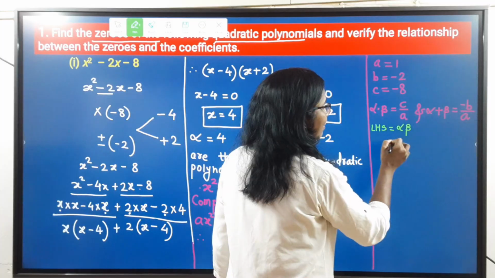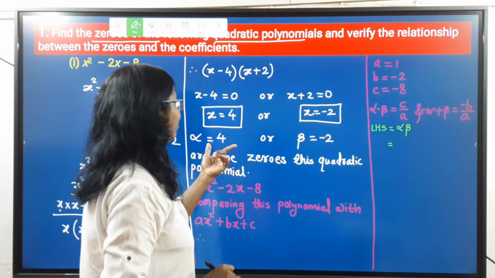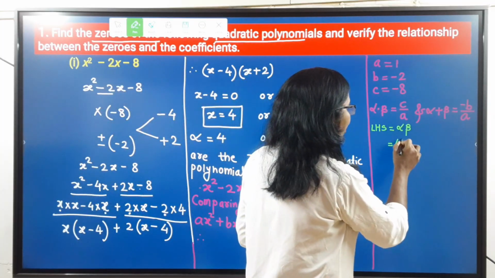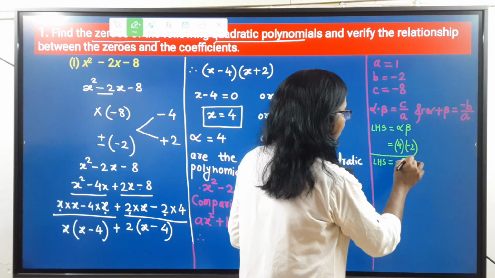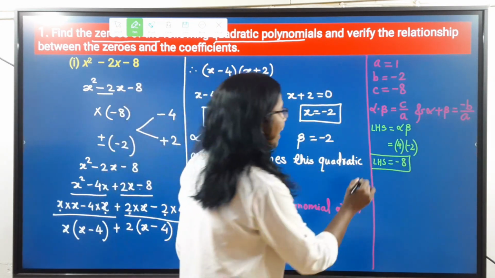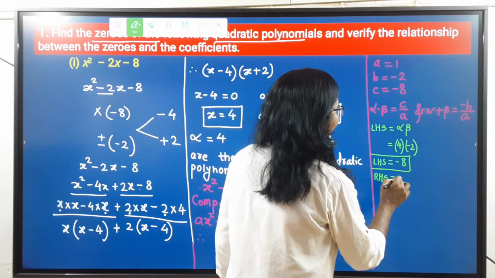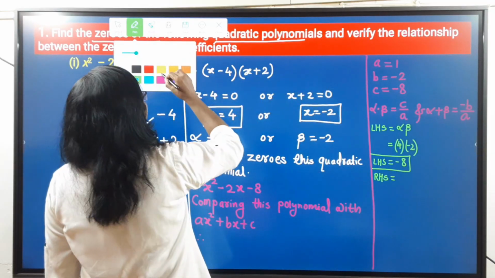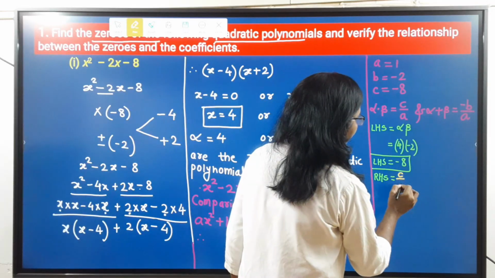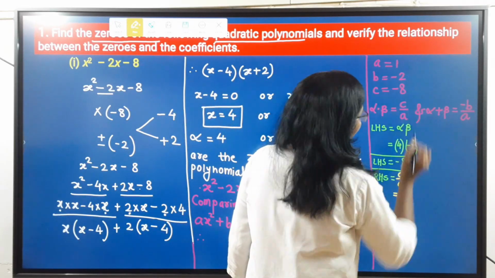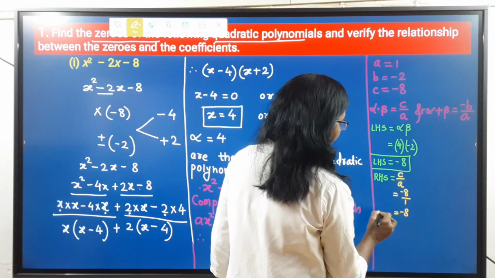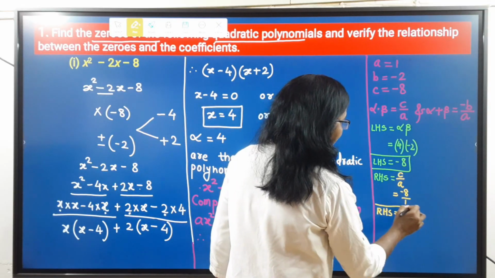So here LHS is equal to alpha into beta. Here alpha is 4, beta is minus 2. So 4 multiply minus 2 is equal to minus 8. So LHS is equal to minus 8. And then RHS is c upon a. So here c is minus 8 and a is 1, so that is equal to minus 8. So RHS is equal to minus 8.